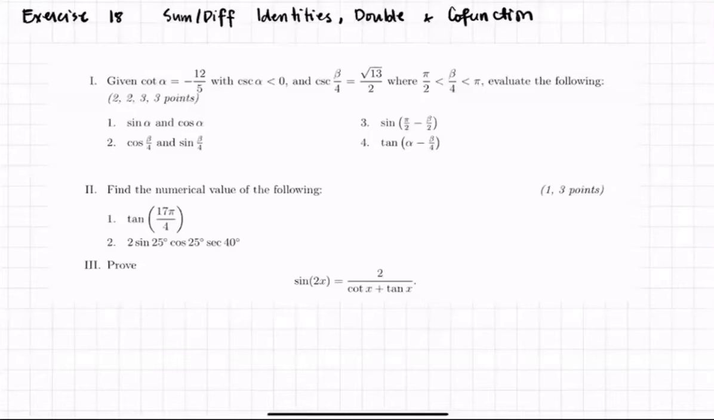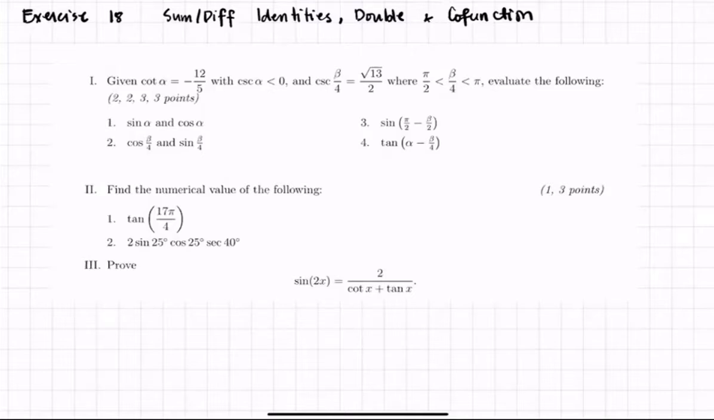Okay, so basahin muna natin yung question. For number 1, we have cotangent alpha equal to negative 12 over 5 with cosecant alpha negative. And we have cosecant beta over 4 equal to square root of 13 over 2, where beta over 4 is between pi over 2 and pi. So, nasaan banda yung pi over 2 and pi? Tama pala. Pi over 2 and pi, nasa quadrant 2 siya.